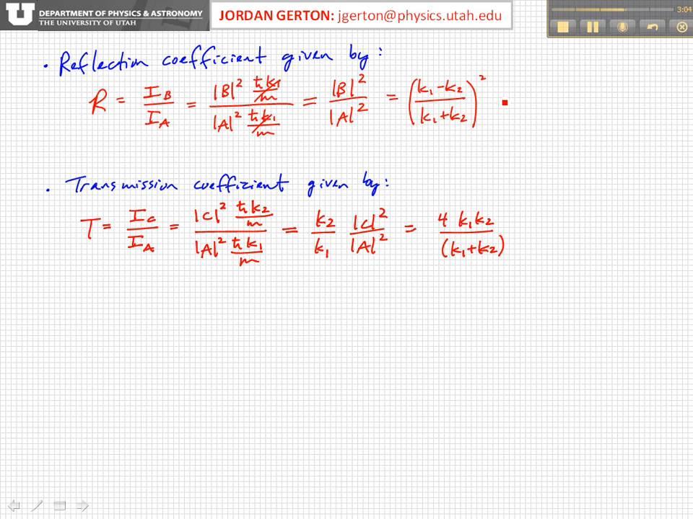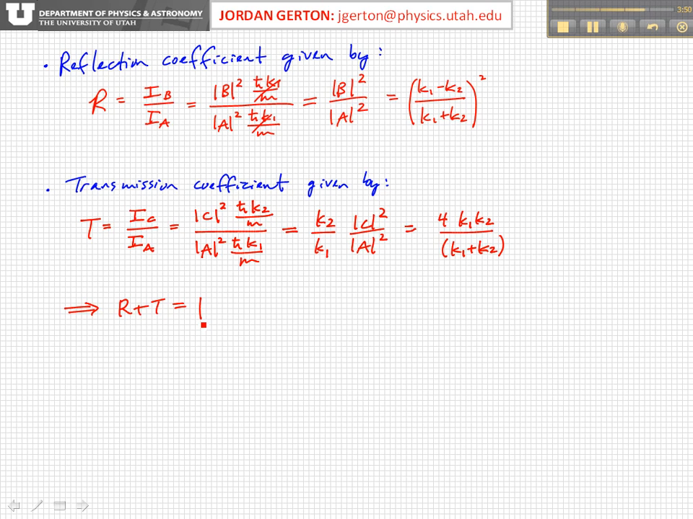And again, you can plug in for the energies. You can substitute for k1 and k2 the appropriate expressions that include the energies, the total energy and the potential energy of the step. I'll leave it as an exercise, but you can show that R plus T is equal to 1. That is, the probability of the particle reflecting plus the probability of the particle transmitting has to be equal to 1. It has to do one or the other. It has to reflect off the barrier, or it has to be transmitted through the barrier, but it can't do anything else.